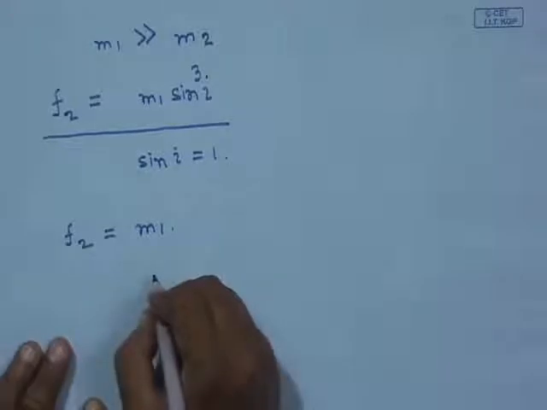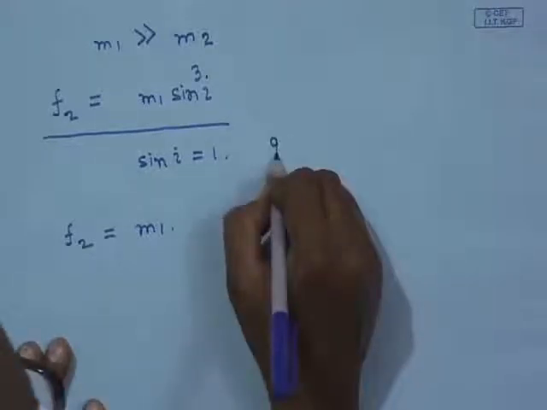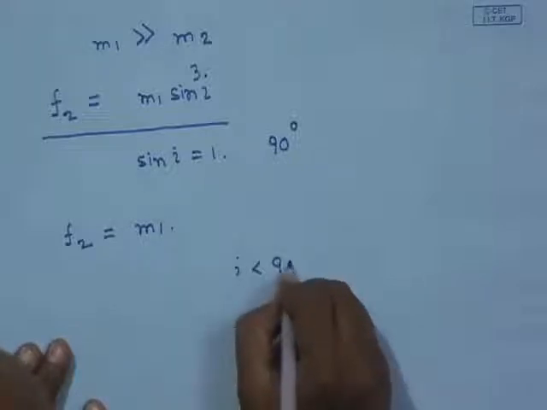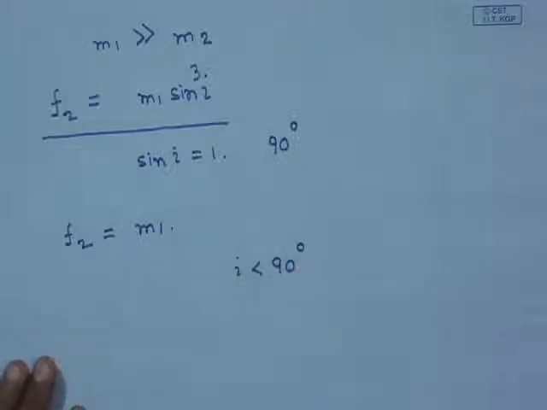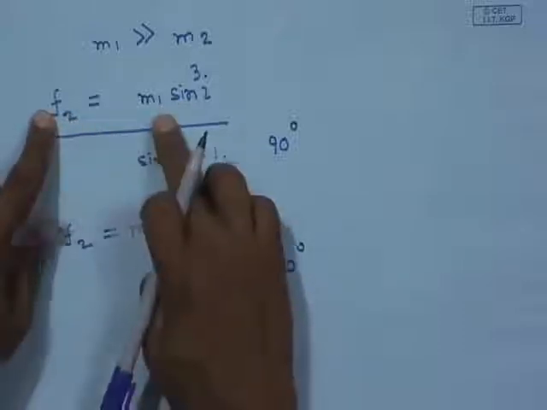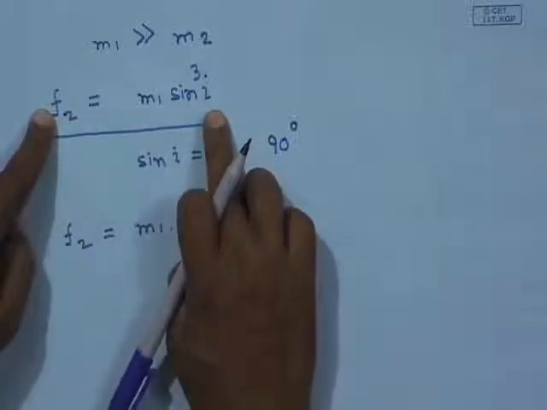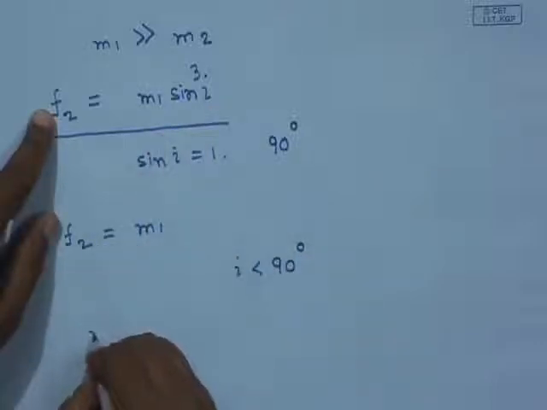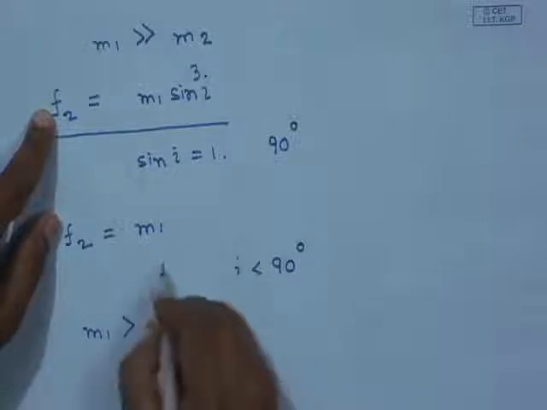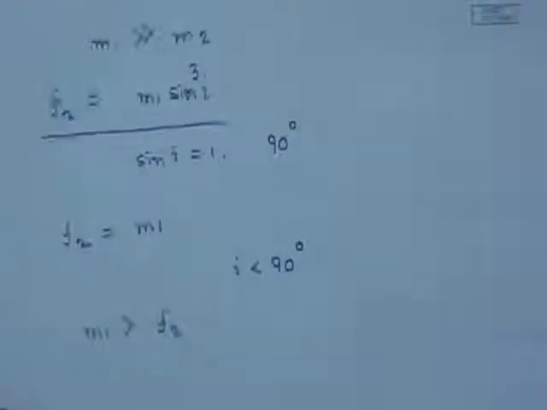Whereas, if the inclination angle is 90 degrees... If the inclination angle I is less than 90, then this factor, which is observationally determined, is going to be less than 1. So the mass m1 is going to be more than f2. So this is a lower limit on the mass.